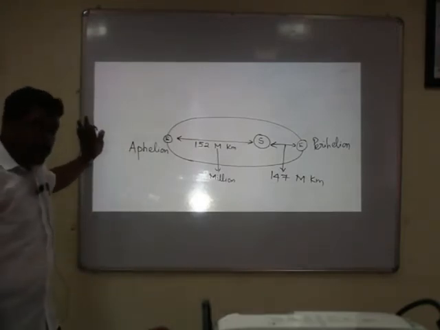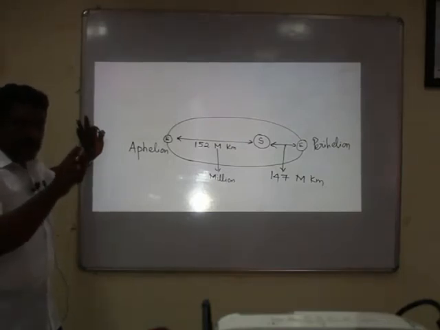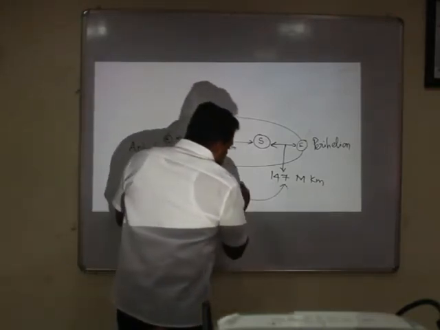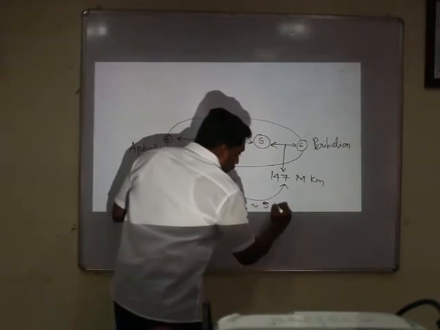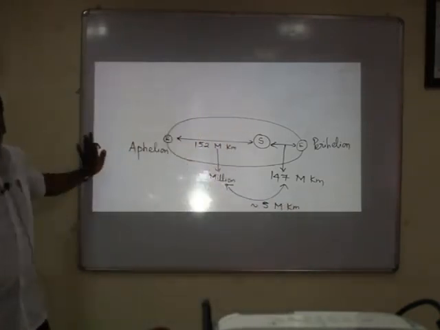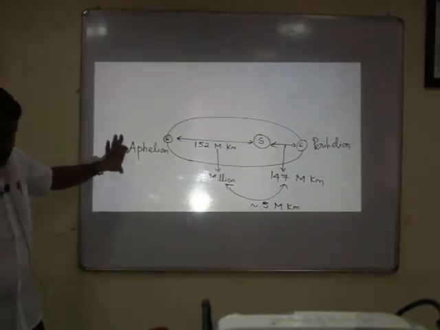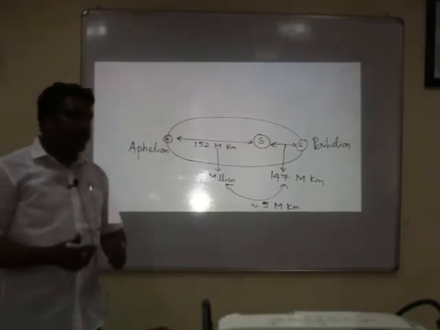147 million kilometers. It means between perihelion day and aphelion day, what is the difference? The difference is 5 million kilometers, 50 lakh kilometers. Alright. So what is aphelion? What is perihelion? We have it.